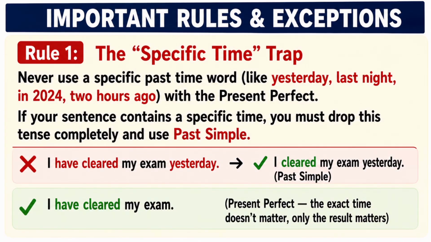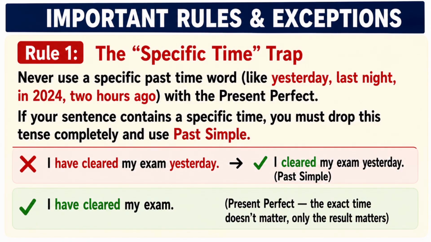Now let's learn an important rule. Rule number 1 is the specific time trap. Never use a specific past time word with the present perfect tense. For example, yesterday, last night, in 2024, or 2 hours ago. If your sentence contains a specific past time, you must not use the present perfect. Instead, use the simple past tense.